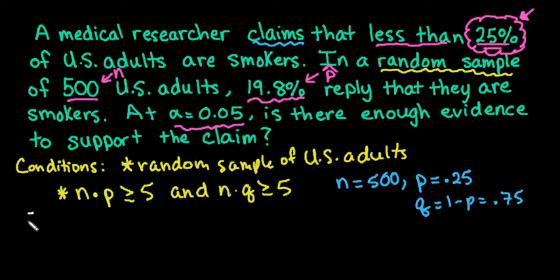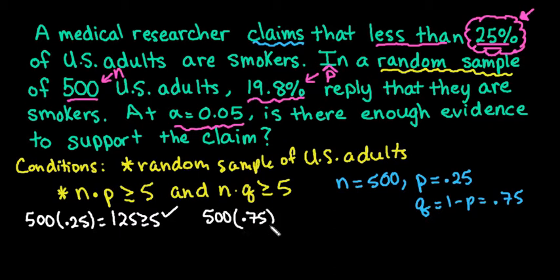We would then take and plug those values in. So we would say 500 times 0.25. That ends up giving us 125, which is greater than or equal to 5, so that one's met. We do have to check the other one, and then the only way that your teacher or professor knows that you checked these is if you write them down. Okay, checking them in your head doesn't work because whoever's grading your work can't see that. So always just write the conditions down.